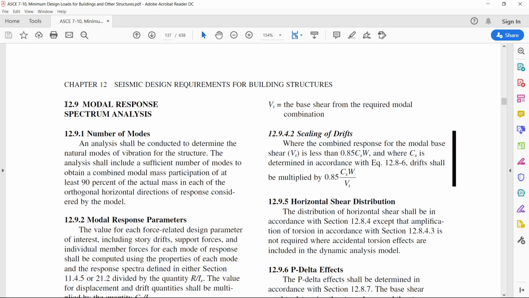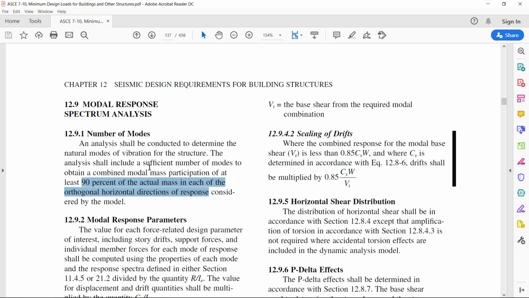If you open chapter 12, then section 12.9 of ASCE 7-10, it says that modal response spectrum analysis should be as follows. First, the number of modes. It says that an analysis shall be conducted to determine the natural modes of vibration of the structure. The analysis should include a sufficient number of modes to obtain a combined modal mass participation of at least 90% of the actual mass in each of the orthogonal horizontal directions of the response considered.